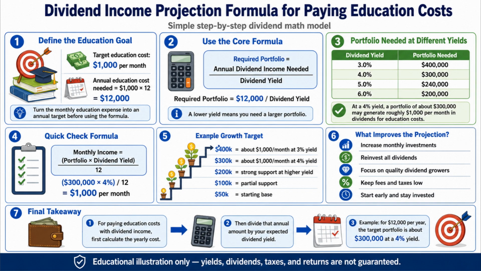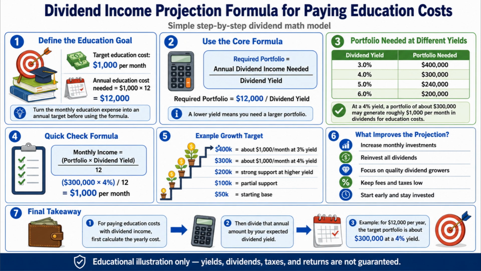In this video, we will discuss the dividend income projection formula for paying education costs. To begin with, the purpose of this model is to estimate how much dividend portfolio value may be needed to help cover education expenses. In this example, the target education cost is $1,000 per month. Since dividend income is usually calculated yearly, the first step is to convert the monthly cost into an annual target. So, $1,000 multiplied by 12 months equals $12,000 per year.